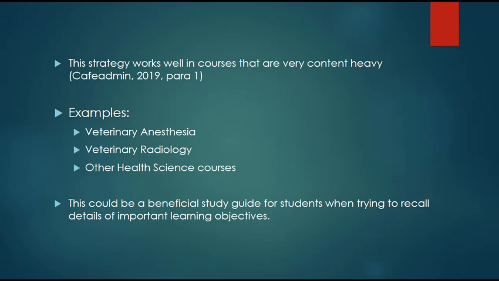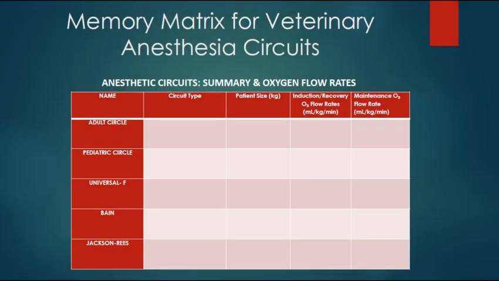I believe that this could be a beneficial study guide for students when trying to recall details of important learning objectives. I have provided an example of a memory matrix with different anesthetic circuits, how to determine which one is correct for patients of varying sizes, while also knowing what oxygen flow rates are appropriate for each specific circuit listed.